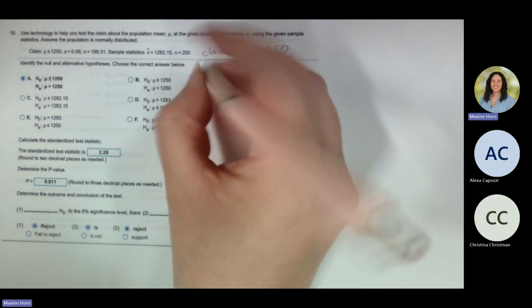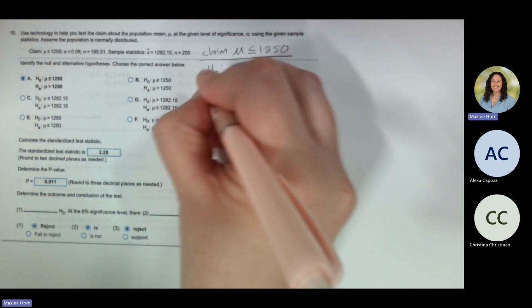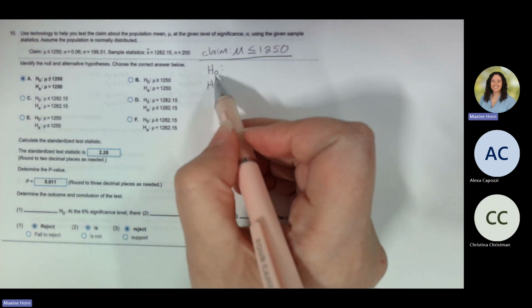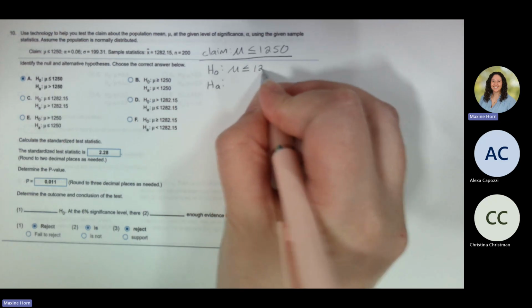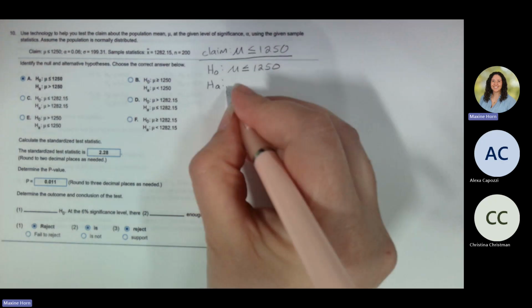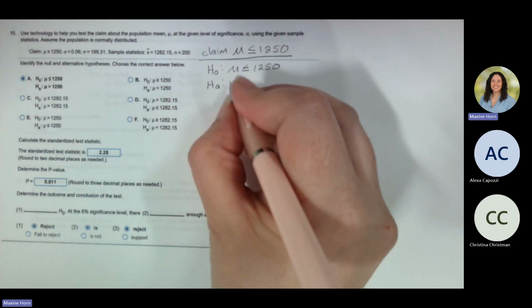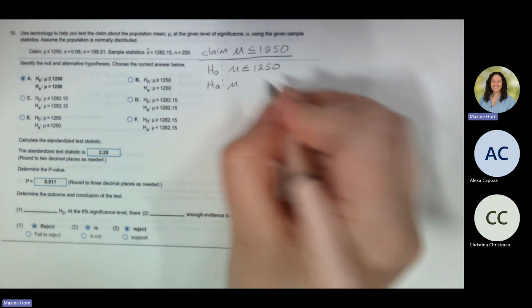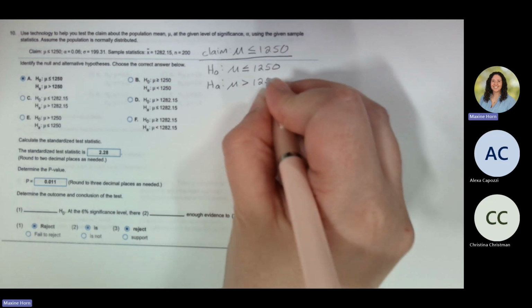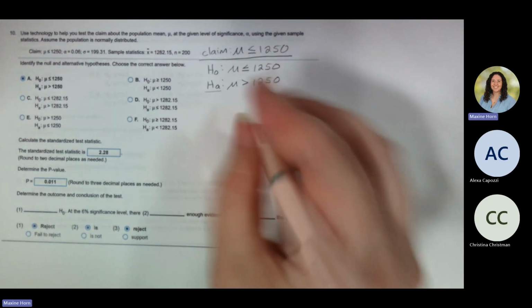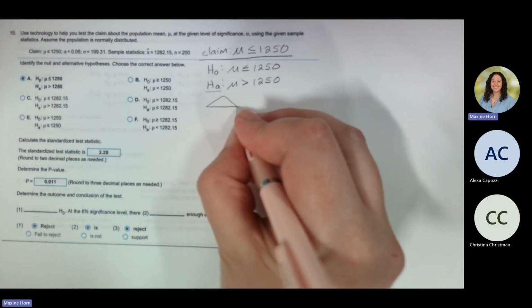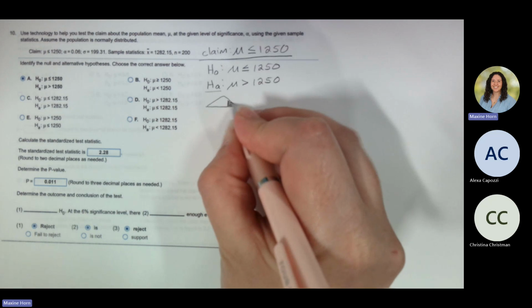Great. Now we're going to say, okay, did they just give us a null or did they give us an alternative? The null always has some type of equality, and this does. So they have yet again given us a null. It's not always the case, but it is here again. Then we're going to write the complement of that, which is our alternative hypothesis. The complement of less than or equal to is greater than, and you keep your number the same. Then we're going to draw ourselves a little picture based off of our alternative hypothesis. Greater than is a right-tailed test.